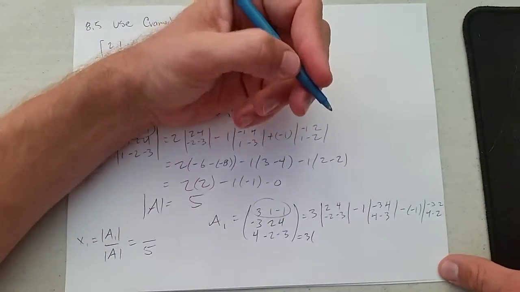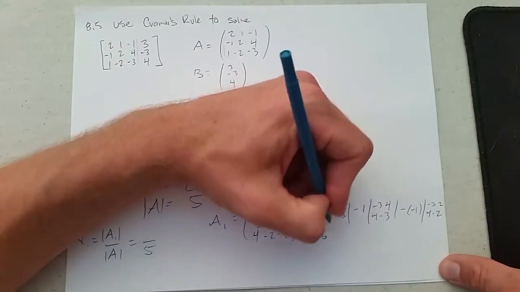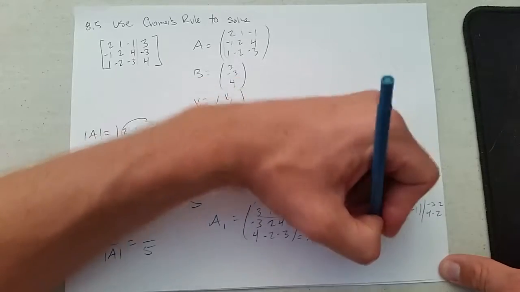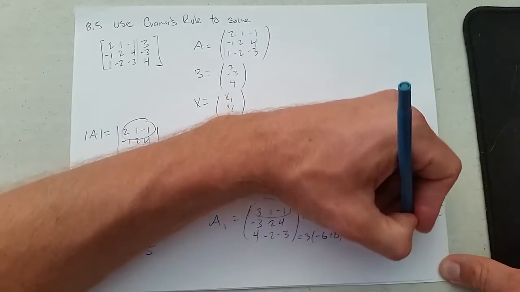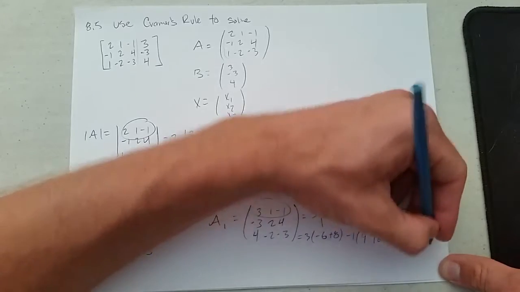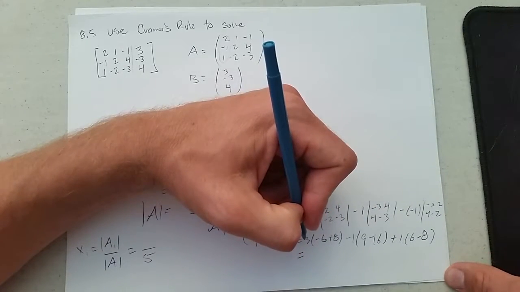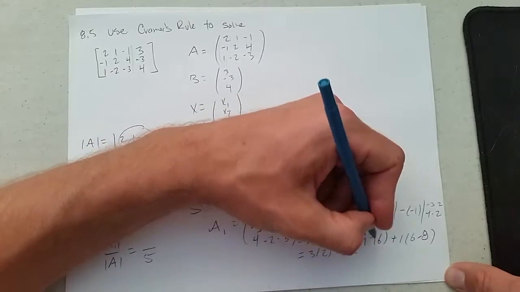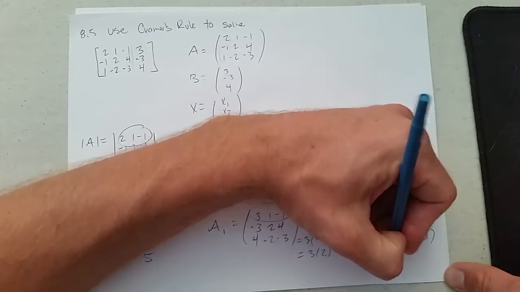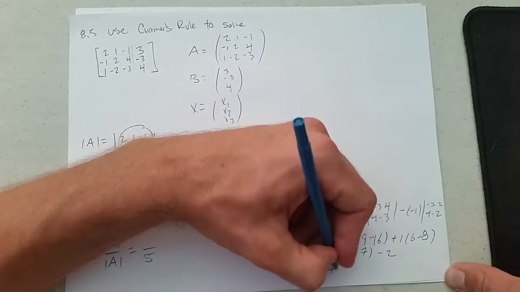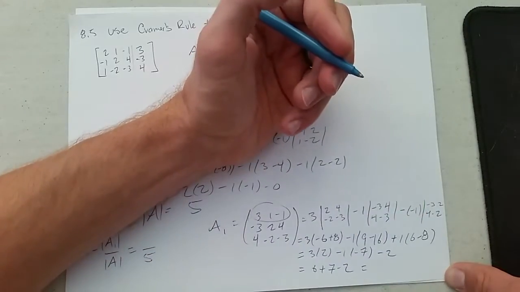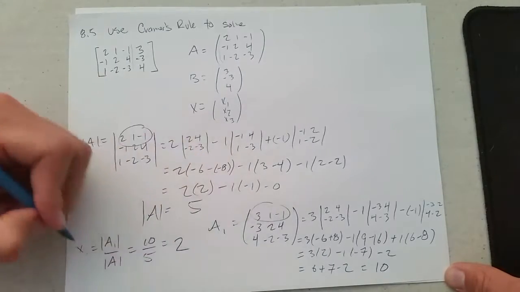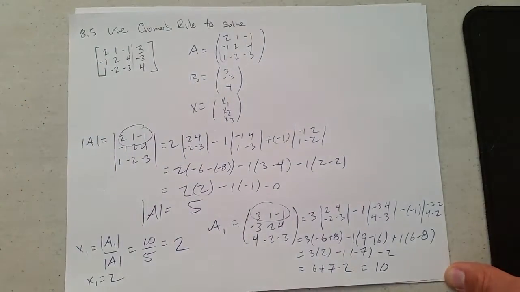So 2 times negative 3, negative 6, negative 8, but it needs to be plus, negative 6 plus 8, minus 1, negative 3 times negative 3 is 9, minus 16, plus 1, 6, minus 8, and 3 times 2, minus 1 times minus 7, minus 2, 6 plus 7 minus 2, 12 minus 2, 10. 10 divided by 5 is 2. So there's x1, you get 2.